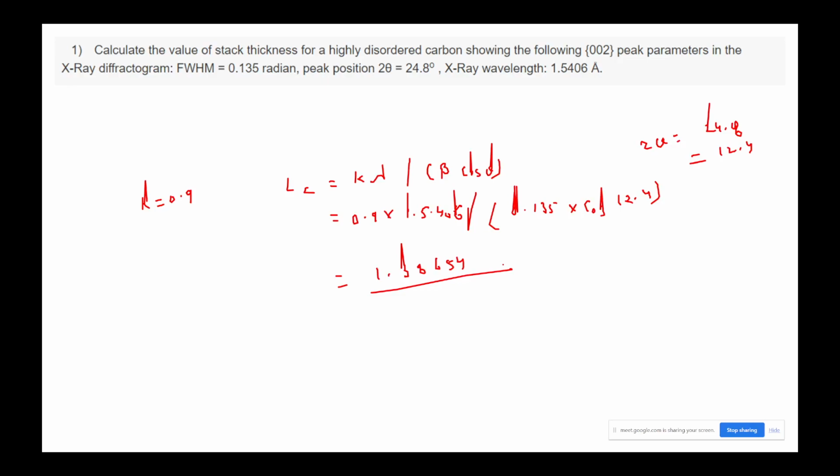0.135. Cos of theta is cos of 12.4. So you have to do 0.135 into cos of 12.4. So how much would be your answer? The stack thickness, which is LC, is 10.5.